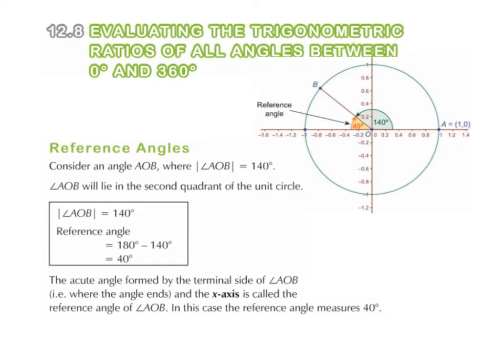So it's the leftover angle from the straight line, basically. So if you imagine that the x-axis is a straight line, which it is, if this angle is 140 degrees, then the leftover angle is 40 degrees. This is known as the reference angle. The acute angle formed by the terminal side of angle AOB, i.e. where the angle ends, that's what it means by terminal side, where the angle ends, where it terminates, and the x-axis is called the reference angle of angle AOB. In this case, the reference angle measures 40 degrees.